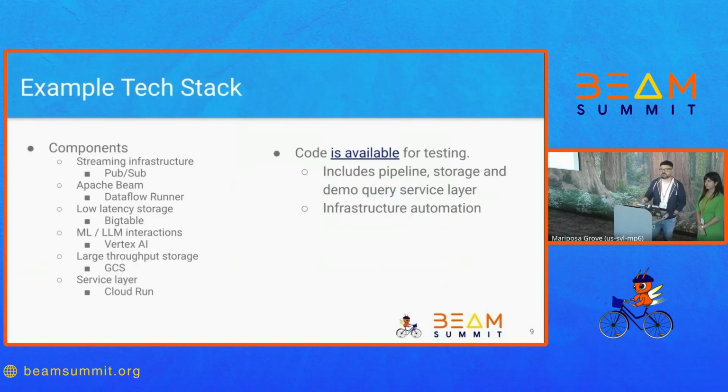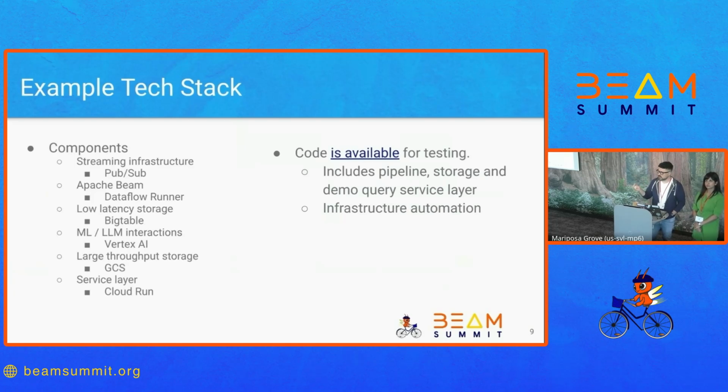So what is there as a tech stack in this case? We are using PubSub, we are using Apache Beam, of course, running in Dataflow. We have Bigtable as our content store for low latency. We have interactions with models through the Vertex AI APIs. And that's actually pretty good because we can switch models pretty quickly if we need to. We use GCS for the content that we extract and Cloud Run as a service layer. There is a link there to a GitHub repository where you can take a look at the code that we're going to present.